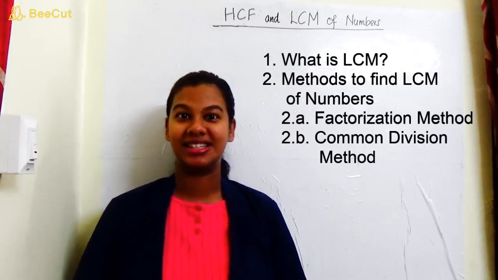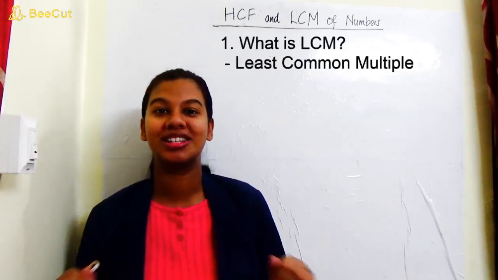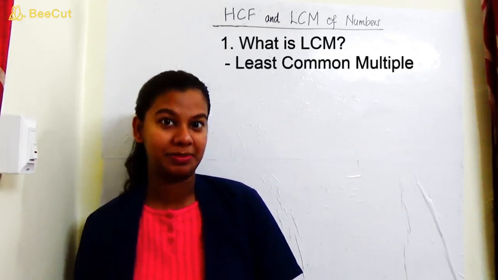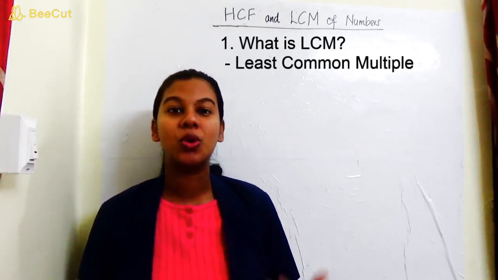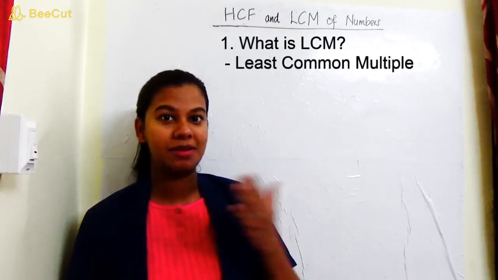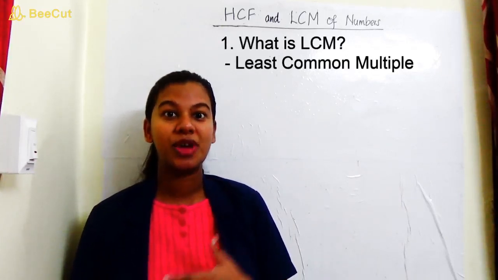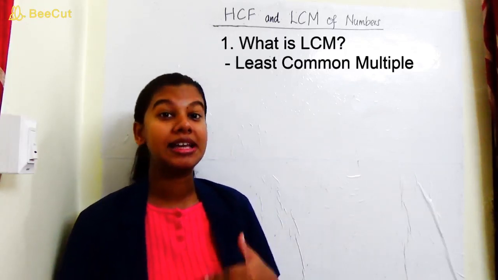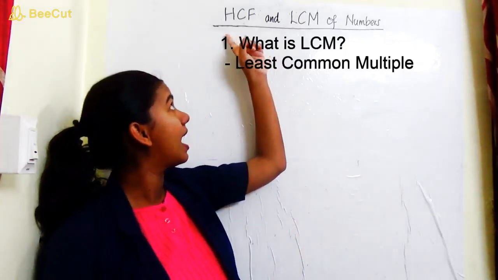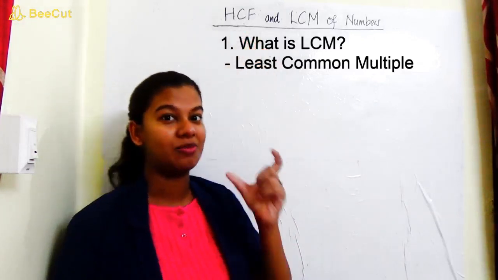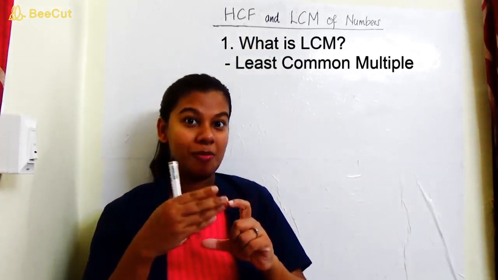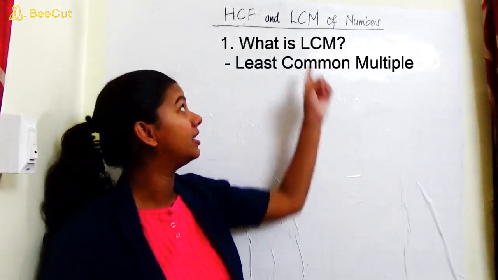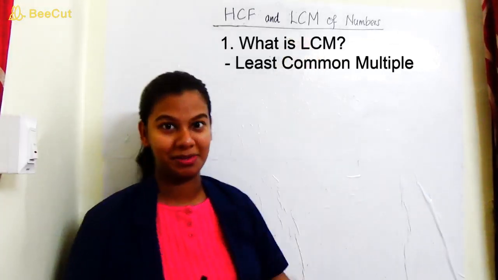Okay, so let's start. First of all, what is an LCM? LCM means least common multiple. In my previous video, I told about what are factors and multiples, right? So if you have any doubt, please check upon my previous video. Okay, and in my previous video, I told about highest common factor. That was a factor which was common among the given numbers. In this case, we are finding the least common multiple.